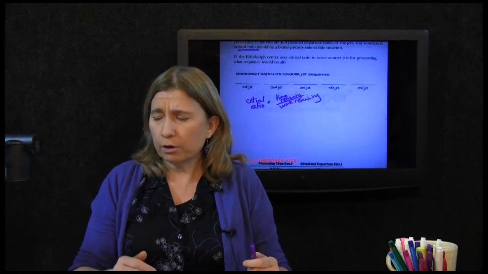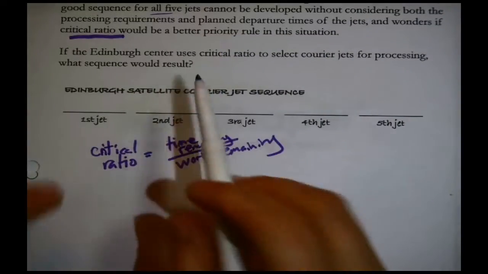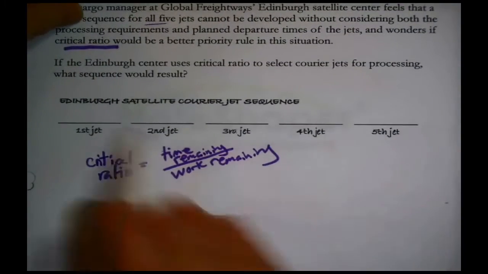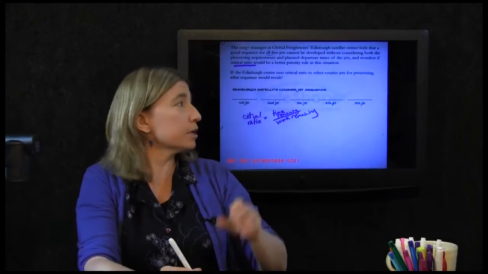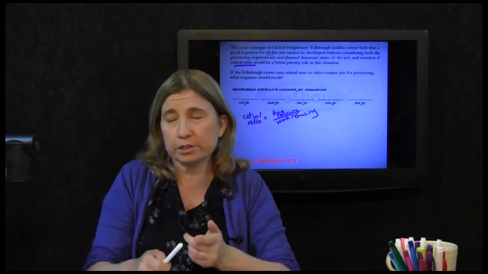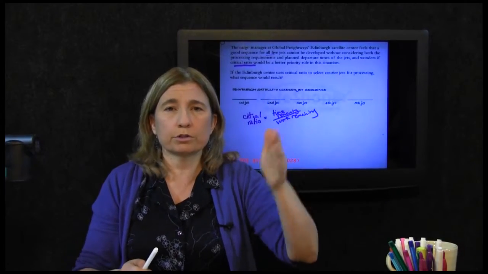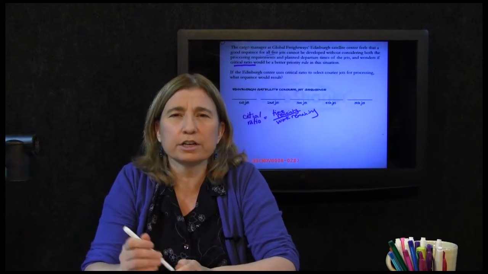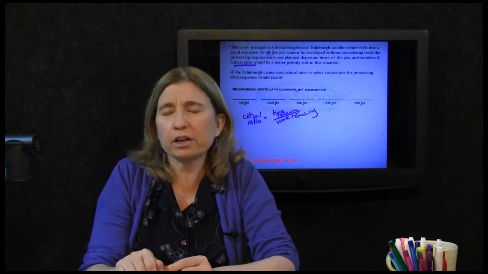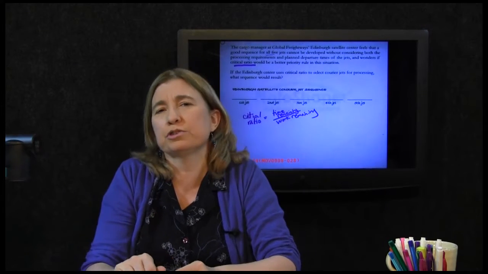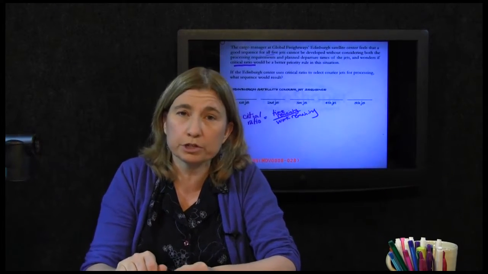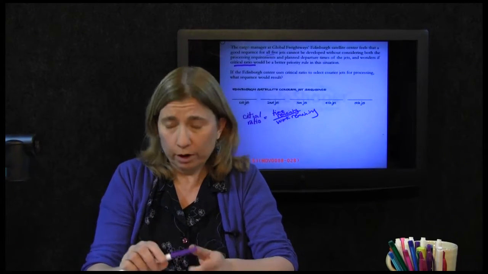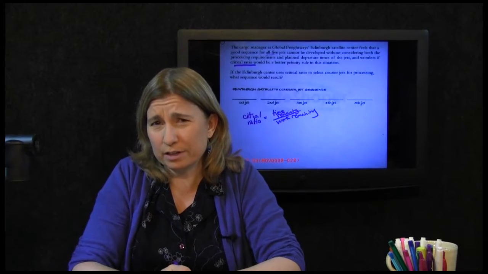Oh, all right. So if the Edinburgh Center uses critical ratio to select the courier jets for processing, what sequence would result? You see we have the same blank space. This is essentially all that we're trying to decide: in what order to process each of these flights. Okay, so sounds like it shouldn't be too difficult. We'll just calculate this ratio for each one of the flights, and with critical ratio, you're always interested in who has the smallest ratio. Well, it starts out being that simple.